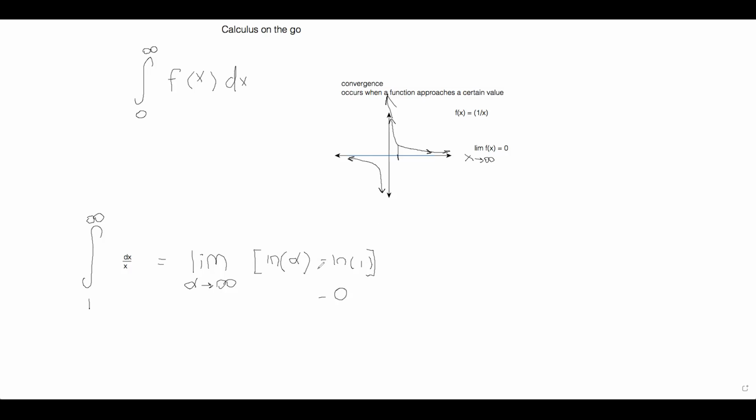And now we can focus on this part. So what happens to this as x gets larger and larger and larger? We can see that natural log of x would also get larger and larger and larger. This doesn't really approach a certain value. So this one does not work very well.